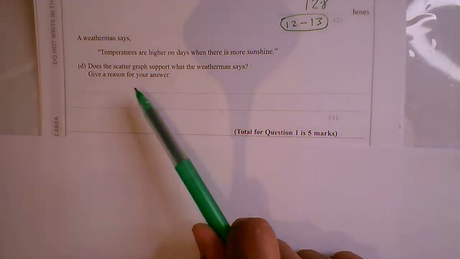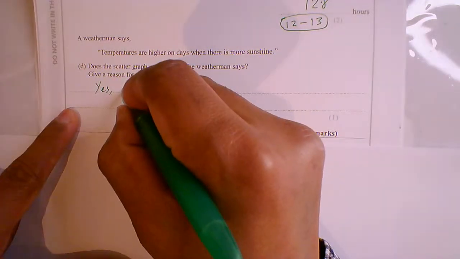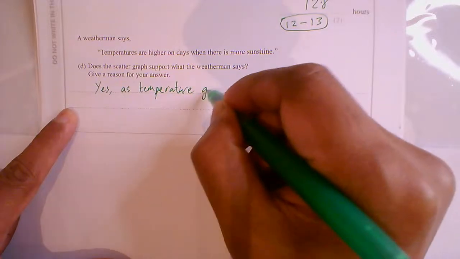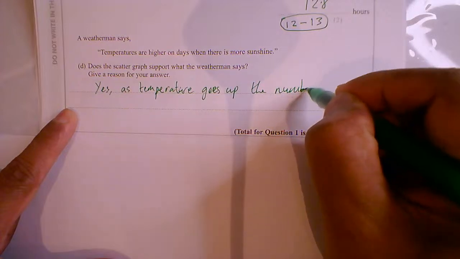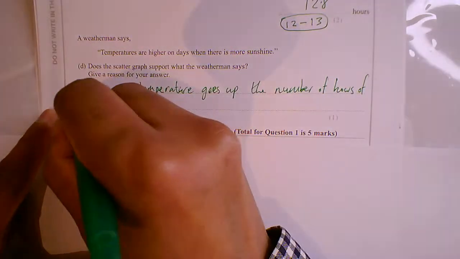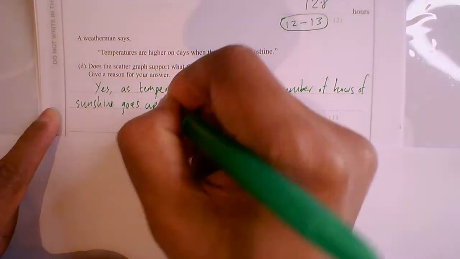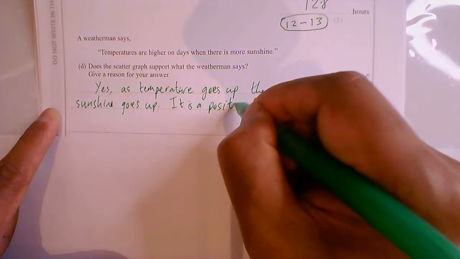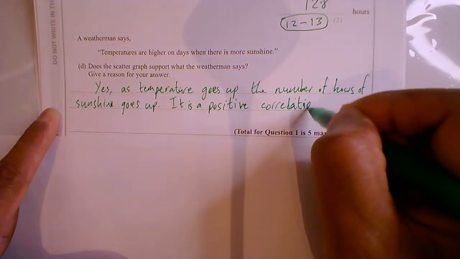So does the scatter graph support what the weatherman says? You can say yes, as temperature goes up, the number of hours of sunshine goes up. It is a positive correlation.